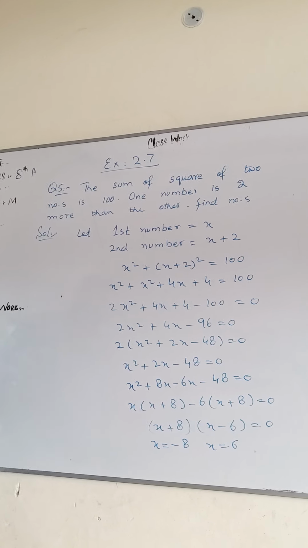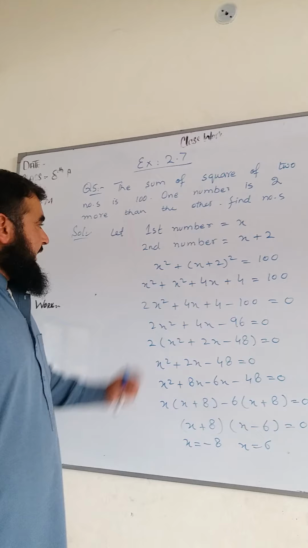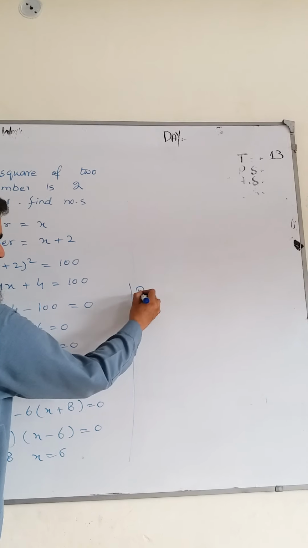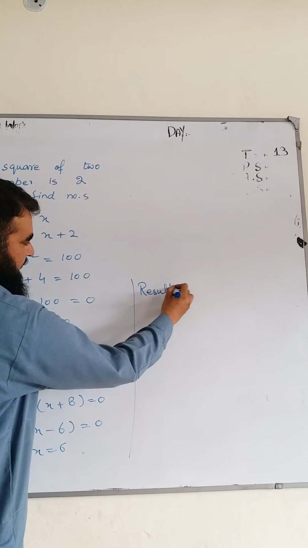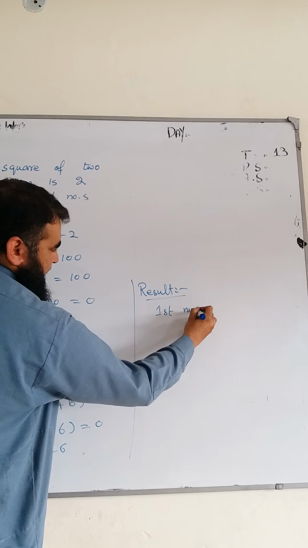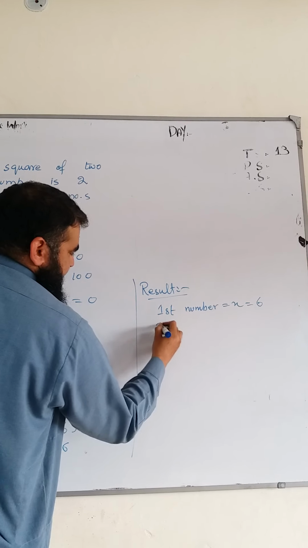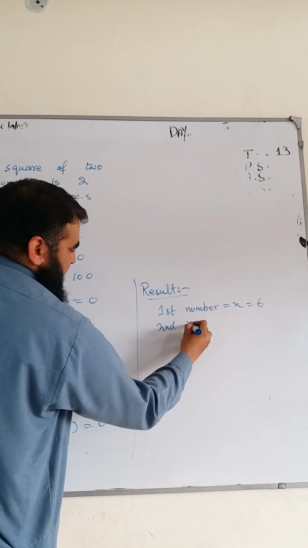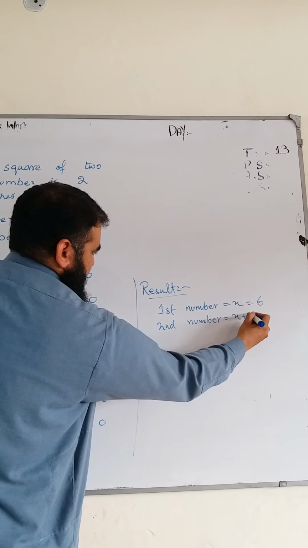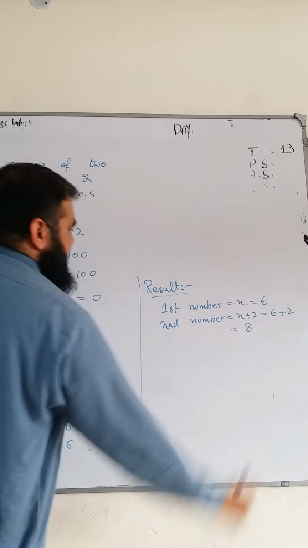So we will use the positive value, x is equal to 6. And we have two numbers. So we will write in result: first number is equal to x is equal to 6. Second number is equal to x plus 2 is equal to 6 plus 2, and that is equal to 8.